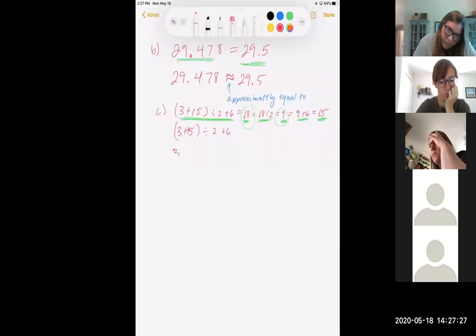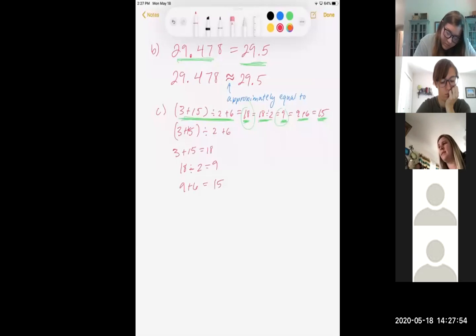Okay? 3 plus 15 is equal to 18. You can rewrite the equations. 18 divided by 2 is equal to 9. 9 plus 6 is equal to 15. Okay, so you can recopy things. And that's probably the easiest way to do it. But we'll talk more about that in 2015. So it's just a little bit of the homework, but don't worry about it right now.